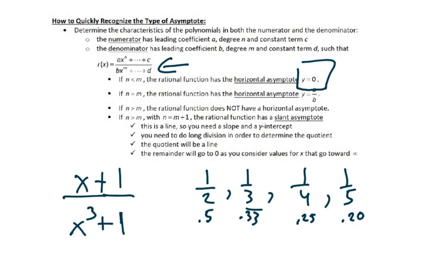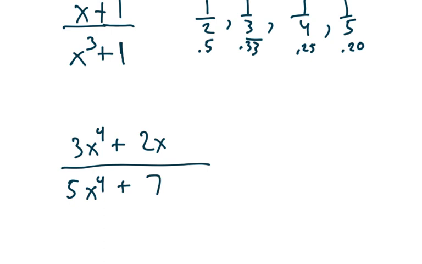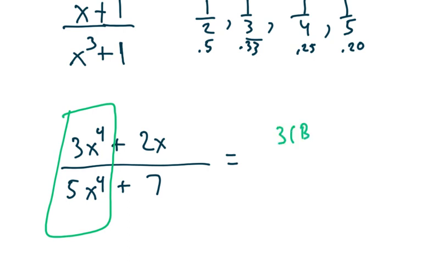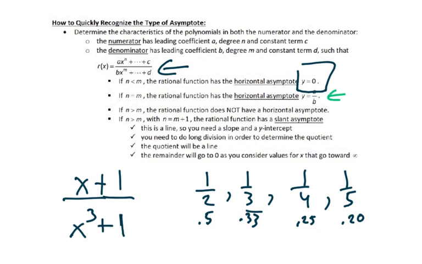If they're equal, then you divide the coefficients, which we've already talked about. This is the situation if you have something like 3x to the fourth plus, let's say, 2x over 5x to the fourth plus 7. We're only concerned with the leading coefficients. They're the same, so you're doing 3 times a big number to the fourth over 5 times a big number to the fourth. These are going to divide out, and you're just left with 3 over 5, which are the leading coefficients. And that's what the second one is saying.